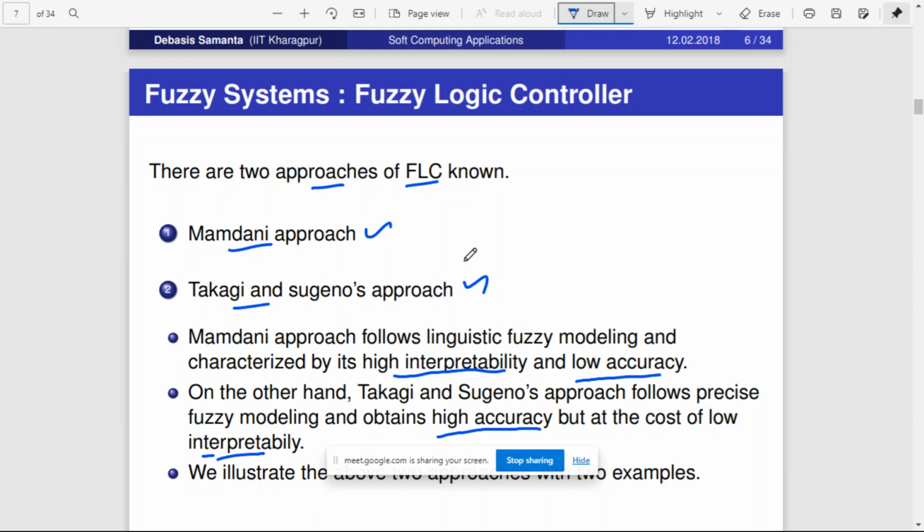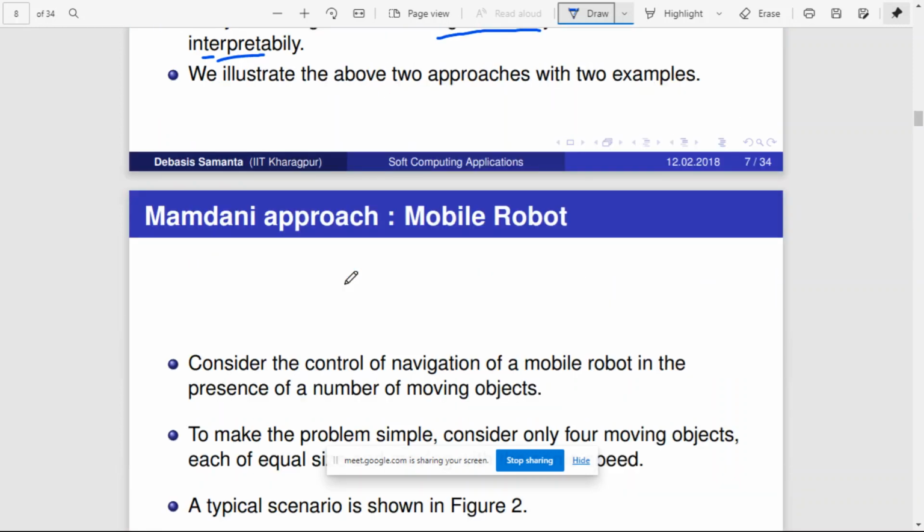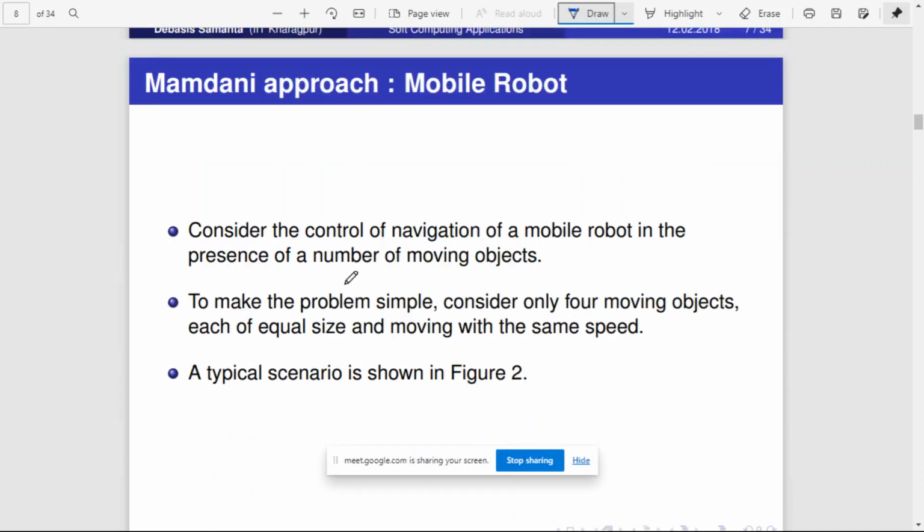If you see these two approaches, the Mamdani approach provides less accuracy but is more interpretable, whereas Takagi and Sugeno's approach is highly accurate but less interpretable. If you are aware of deep learning systems, they are highly accurate but less interpretable. That is one of the critiques of the way deep learning systems work. Now we will be discussing the Mamdani approach by using an example.